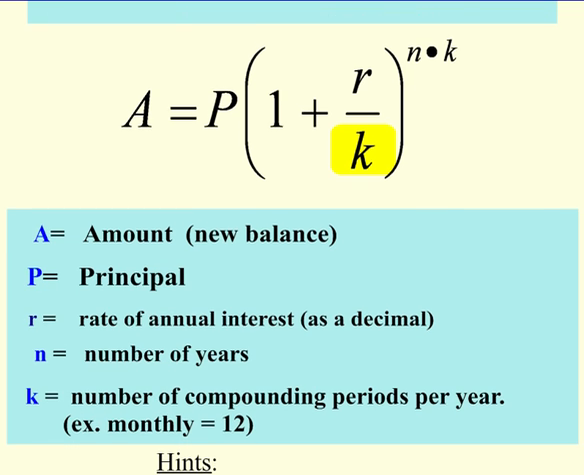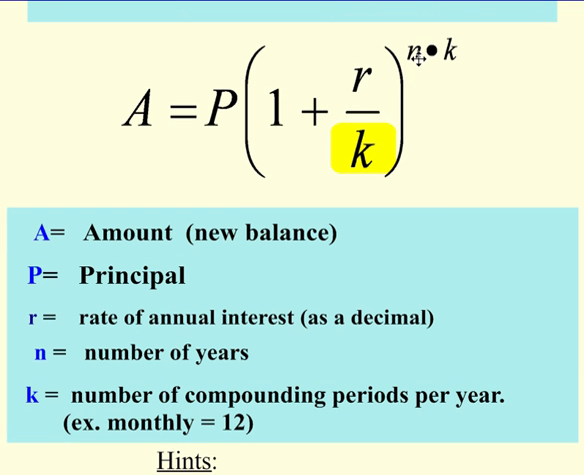The next one we're going to go over is the N. That's going to be the number of years that you're going to have invested. That could even be 2.5 years. You've got to be careful if you're doing 8 months, because then you're going to want to convert that into a decimal also. And again, you're going to use the K again for the quarterly.